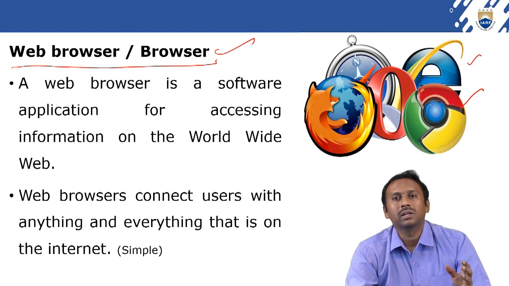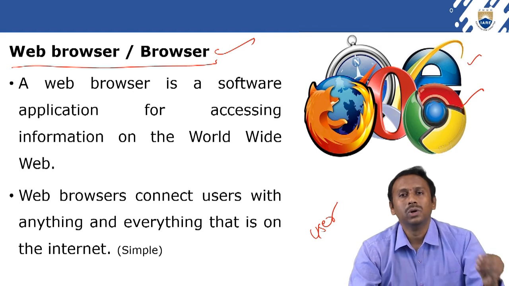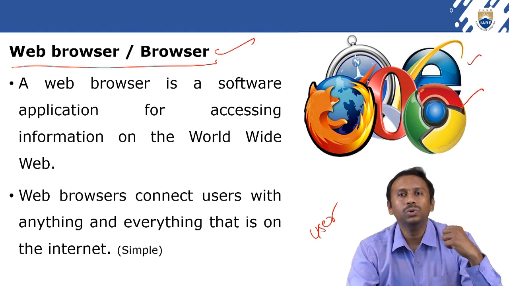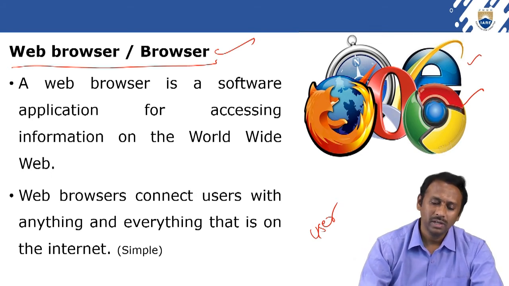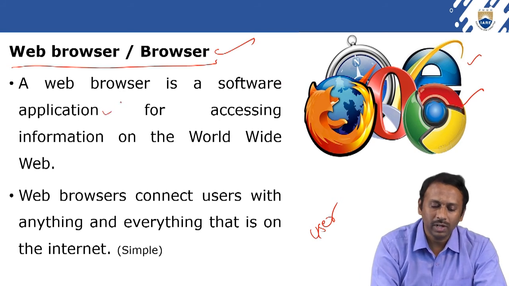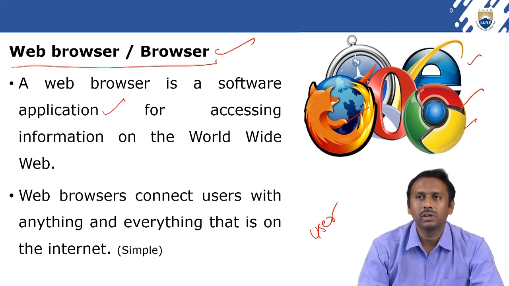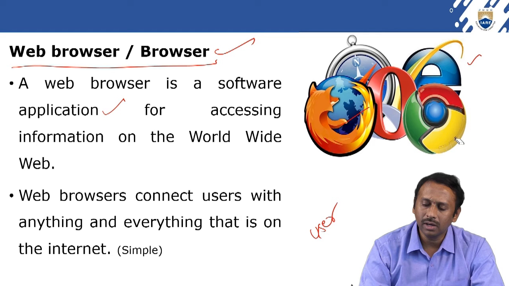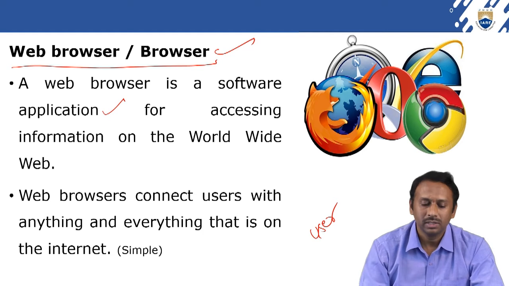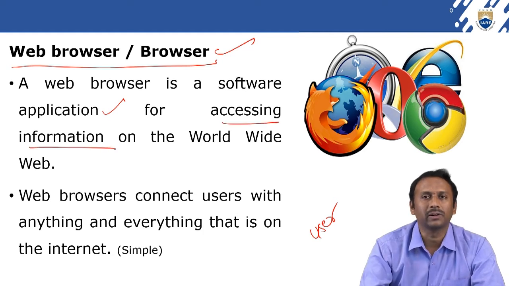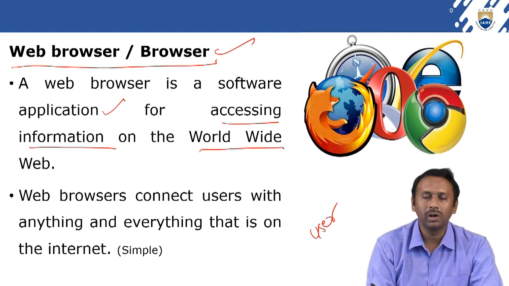That means a user. What is a user? A user is nothing but whoever is using the system; that person we can generally call a user. So a web browser is a software application. Whether you take Google Chrome or Mozilla Firefox, everything is a software application. Why do we use these applications? Just for accessing information, that is retrieving information across the World Wide Web.